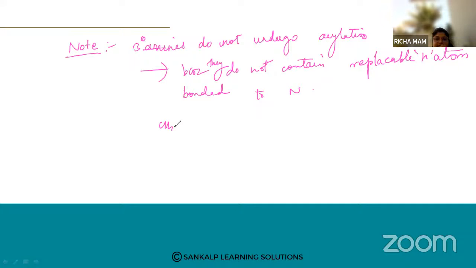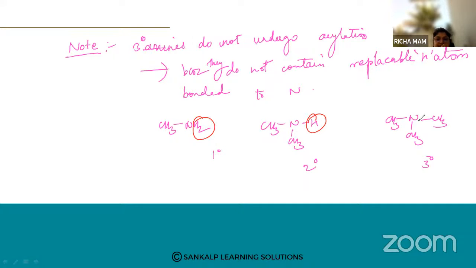This is a primary amine, secondary amine, and tertiary amine. So what you can see is the difference: primary, secondary, and tertiary. Here you can see that there are two replaceable hydrogen atoms, here one, and here there is no replaceable hydrogen atom. Because of this reason, tertiary amines do not undergo acylation. Only tertiary amines. Understood? Is it clear?